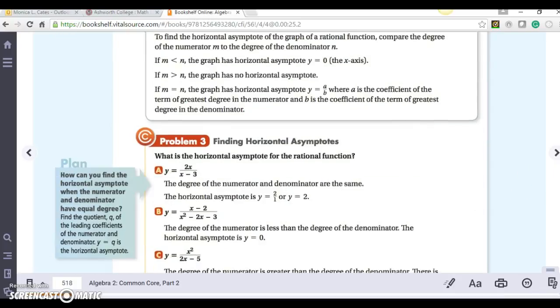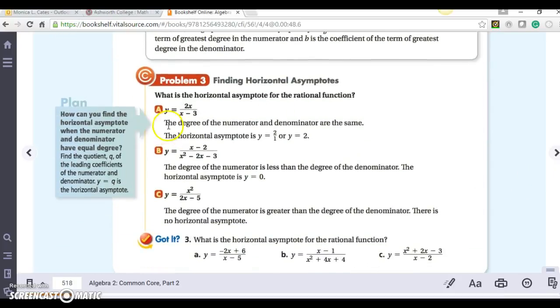So let's take a look at the example. So here, my degree is 1 and 1. So there's an invisible 1 here for this 2x and a 1 here. So the degree of the numerator and the denominator are the same. So I'm going to take the coefficient of my two highest terms, which is 2 and 1. And so I get my horizontal asymptote as y equals 2.